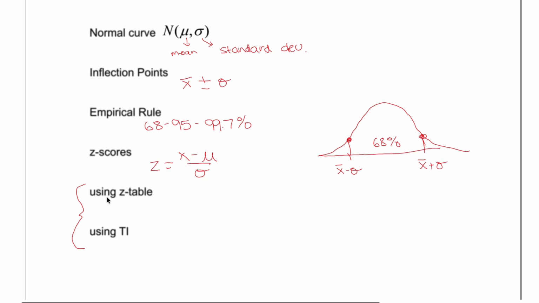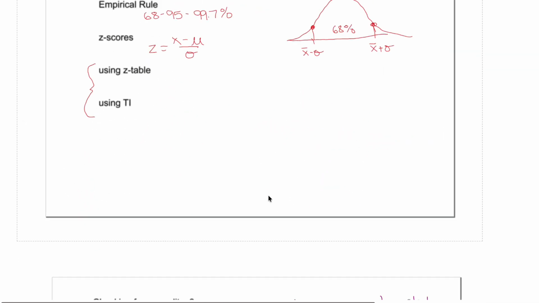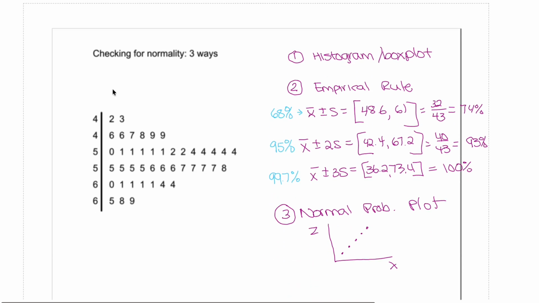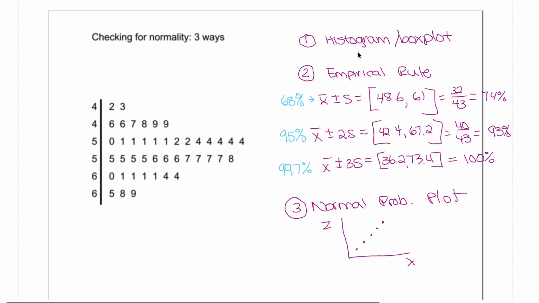Also, be able to use the z-table and the TI-84 calculator to help you draw the normal curve and figure out the standard deviation or the mean, or the x values labeled on this horizontal line. To check for normality, there are 3 ways. First is using a histogram or box plot.